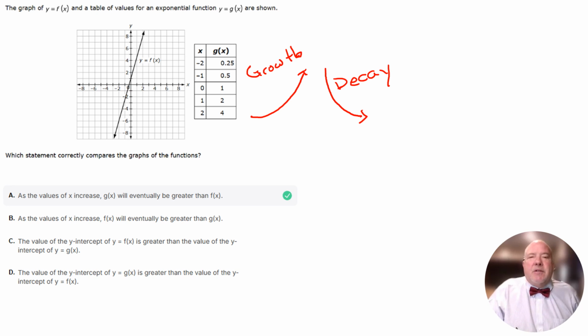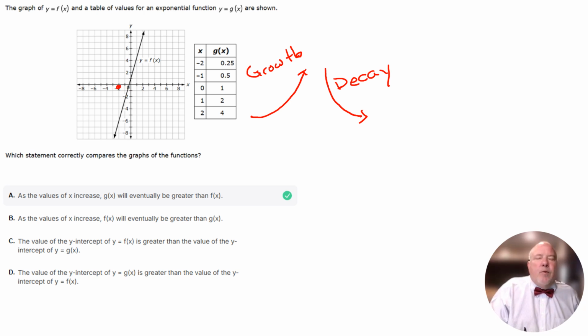But what I would suggest you do is take this table of values and graph those points on this graph. Because if you look at the answers, they're asking us to compare the two graphs. So your graph doesn't have to be perfect, but do your best, estimate the points. So I have an x value of -2 and g of x is 0.25. So I go to -2 and 0.25, and that's somewhere about there. Again, doesn't have to be perfect.